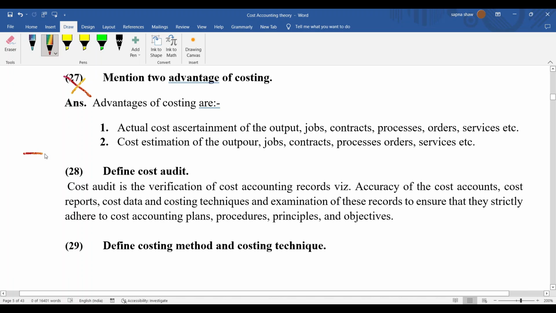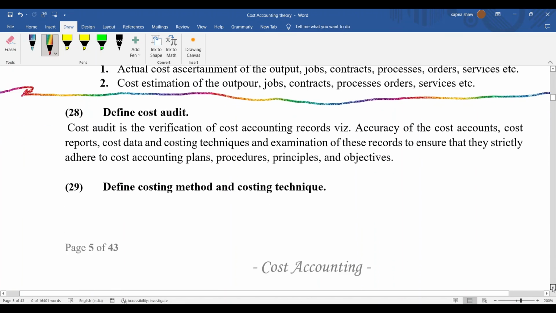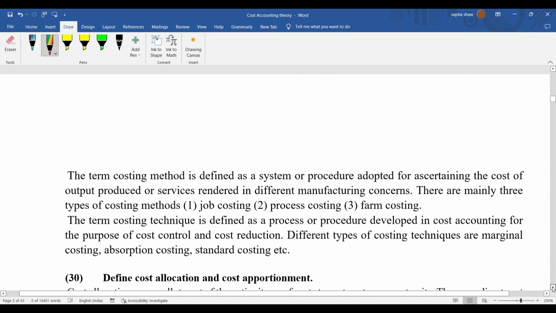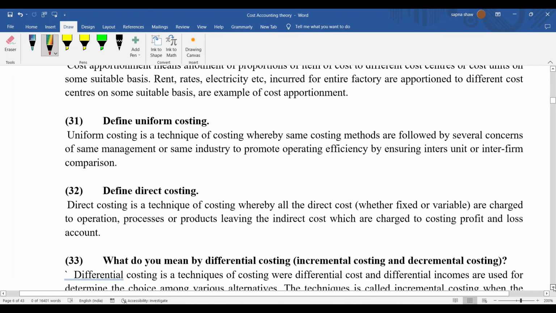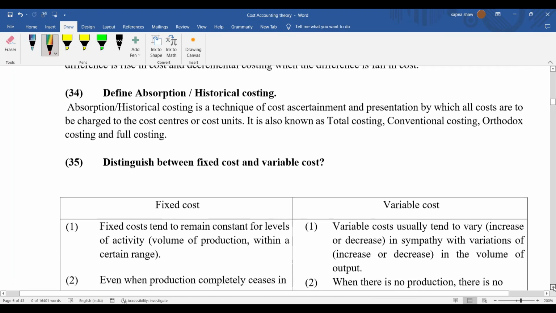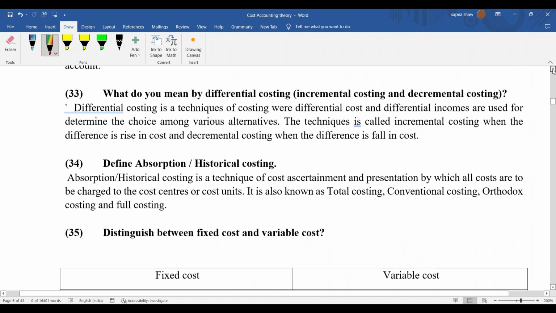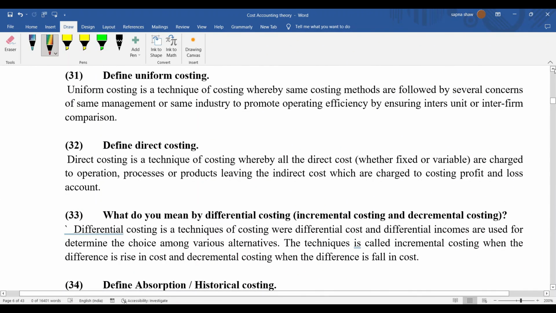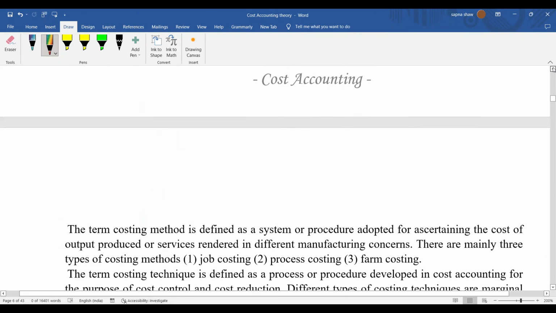So we have discussed all the theory related to the cost sheet. And tomorrow we will discuss cost audit, and some other costing theories. Now that's it for today. If you people have any problem, you can ask.